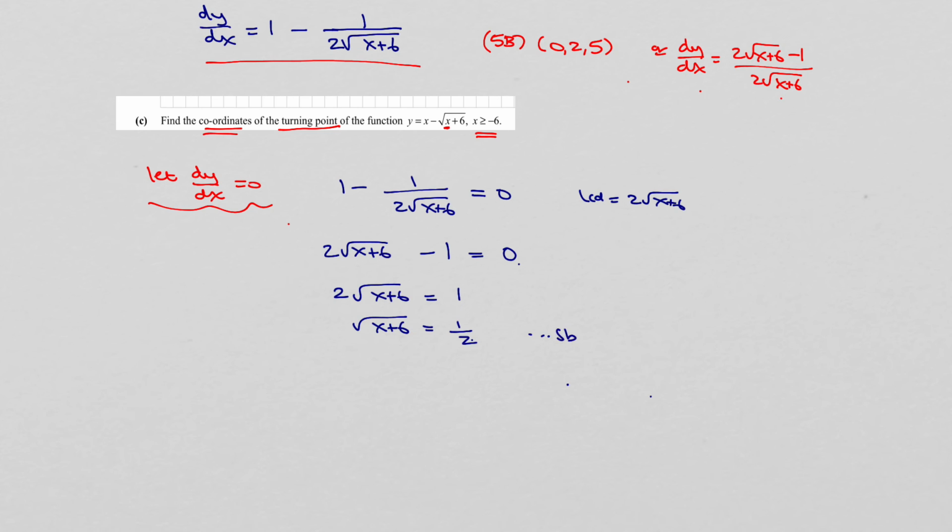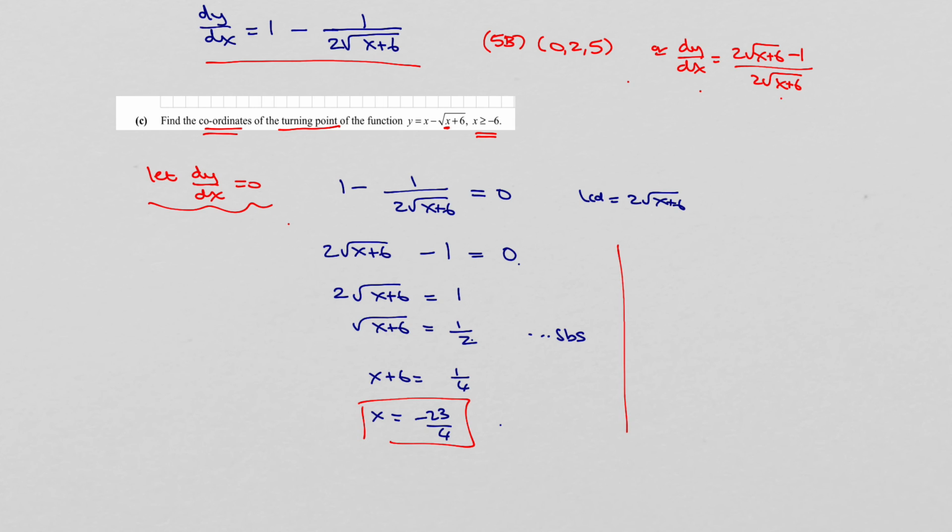I need to get rid of that square root sign, so I'm going to square both sides. And if I square both sides, I get x plus 6 is equal to a quarter. And then if I bring over the 6, I get a quarter minus 6, which is minus 23 over 4. So therefore, that's my x coordinate.